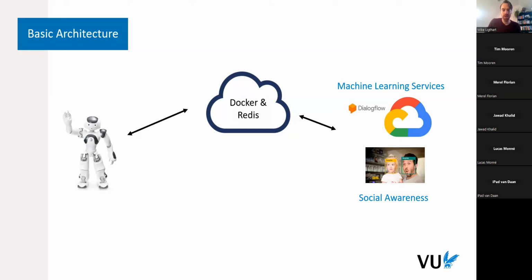With Redis, we can stream the camera, audio from the microphone, from the robot to our Docker instance where our Redis service is running, and then send that data in the form of specific requests, for example, speech recognition requests to Dialogflow. But this doesn't make anything happen yet.